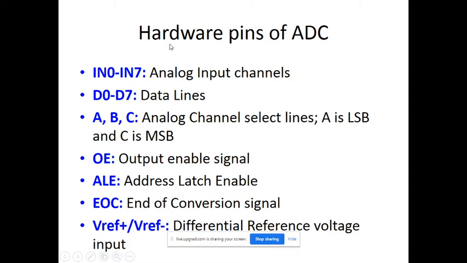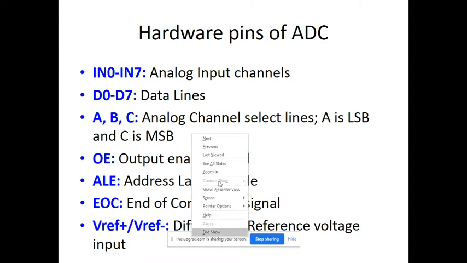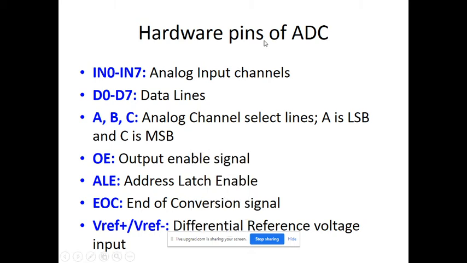Now next point is the hardware pins of the ADC. There are 8 channels, that is channel number 0 to channel number 7. Then 8 data pins to carry 8-bit digital data to the controller. Then ABC, 3 analog channel selection lines. Then OE output enable signal, ALE address latch enable. Then the end of conversion signal. Next is the reference voltage, positive reference and negative reference. According to that, the ADC will convert analog data into digital.